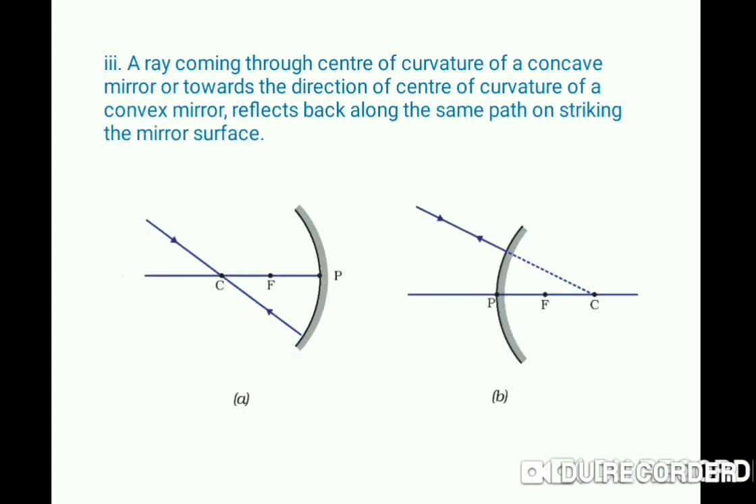Third rule: a ray coming through the center of curvature of a concave mirror, or directed toward the center of a convex mirror, reflects back along the same path on striking the mirror. There is no change of path when a ray passes through the center of curvature, striking the surface and reflecting back along the same path. It appears that it goes toward the center, strikes the surface, and reflects back along the same path.